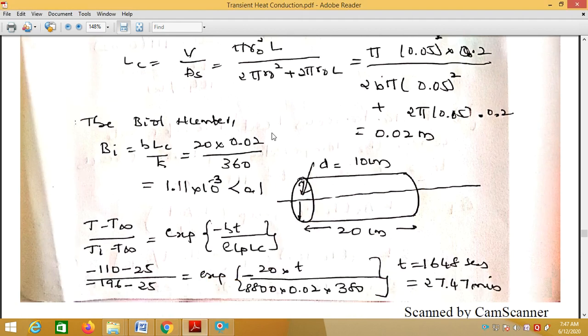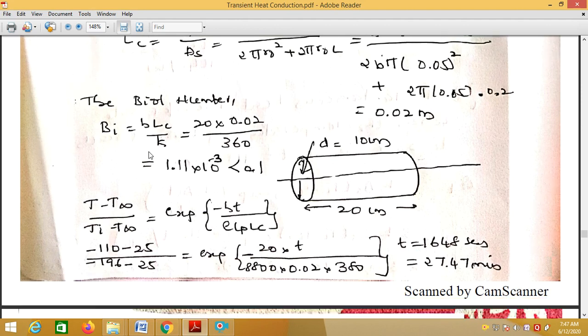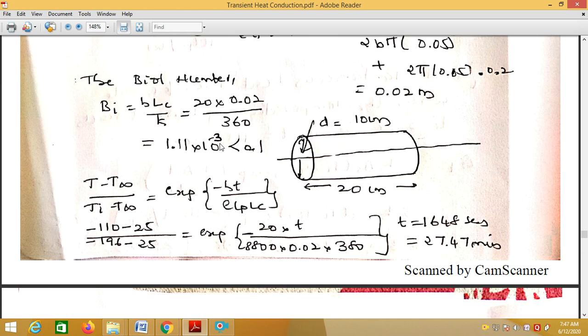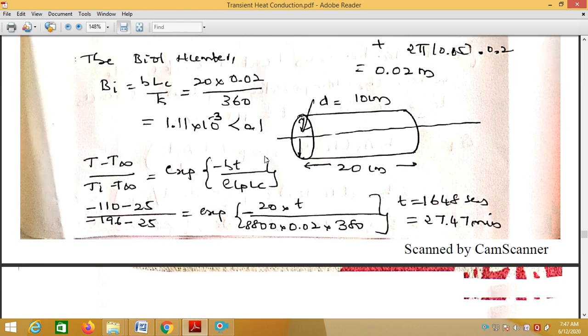Then we will get the characteristic length as 0.02 meters. Then the Biot number is Bi equal to h Lc by K, which is 20 into 0.02 divided by 360. You will get 1.11 into 10 raised to minus 3. It is less than 0.1. Hence lumped system analysis is applicable here.